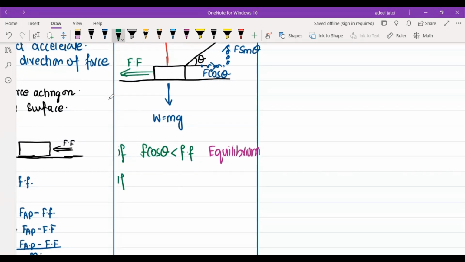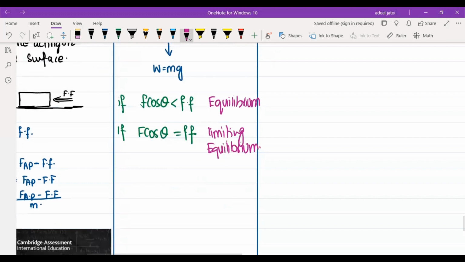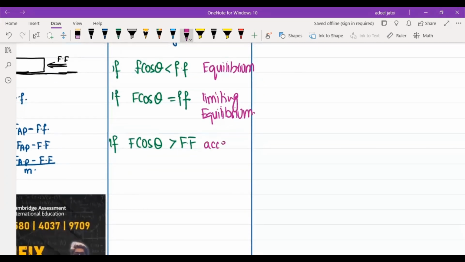If F cos theta is equal to the frictional force, this is your limiting equilibrium. Limiting equilibrium. This will be your limiting equilibrium. If F cos theta is greater than the frictional force, that means it will be accelerating towards the force. Accelerating towards the force.